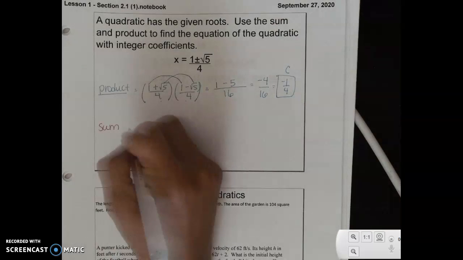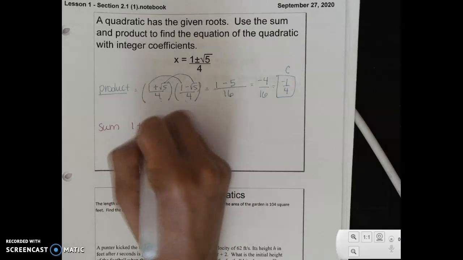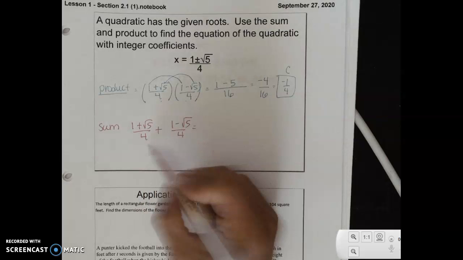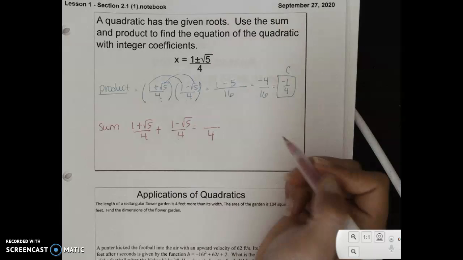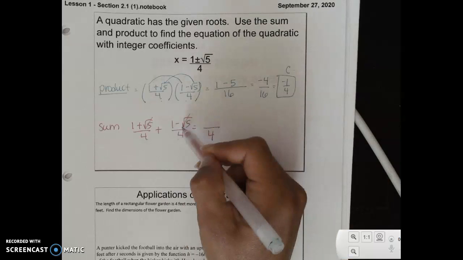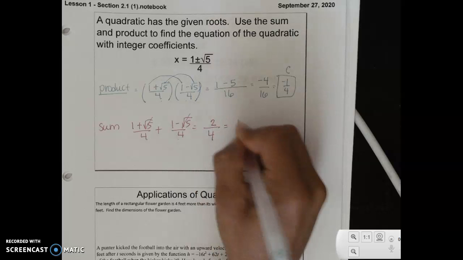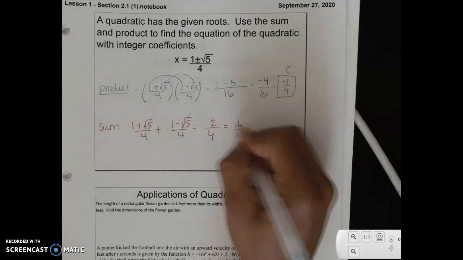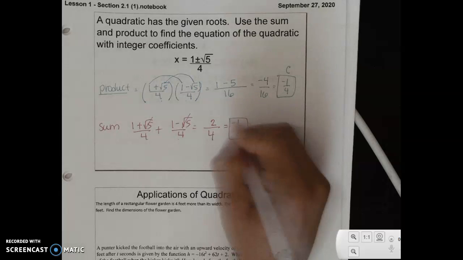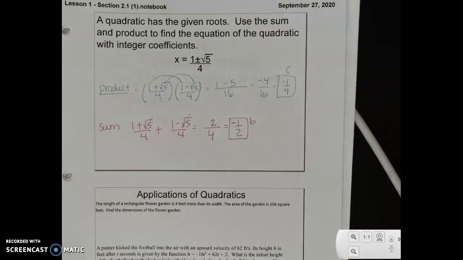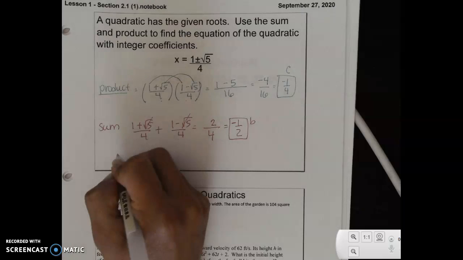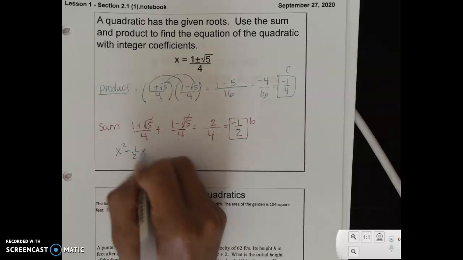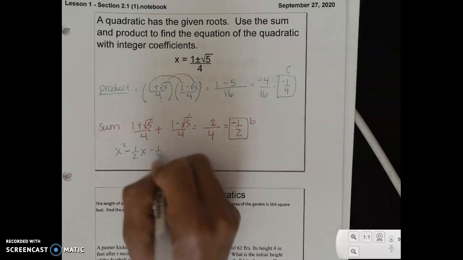Now the sum of these roots, I'm just going to take (1 plus root 5) over 4 plus (1 minus root 5) over 4. Okay, so when I add these, I already have a common denominator, so that's nice. The positive root 5 and the negative root 5 cancel, and I end up with 2 over 4, which reduces to 1/2. And so this is the opposite of B. Okay, so my B value is actually going to be -1/2. So my quadratic that results is going to be x squared minus 1/2 x, and then minus 1/4.